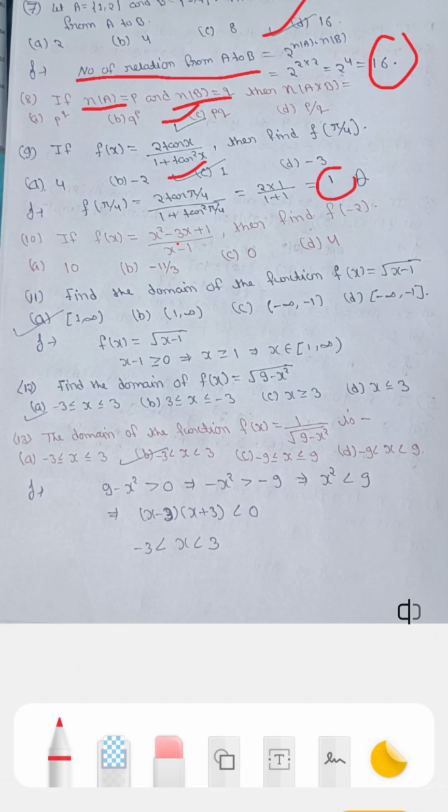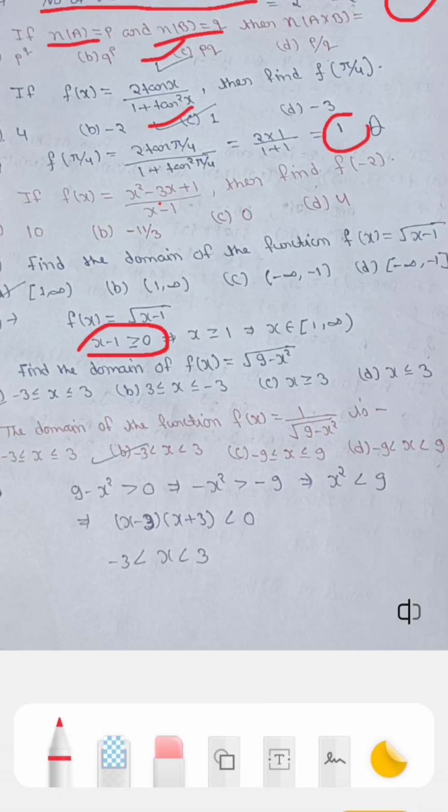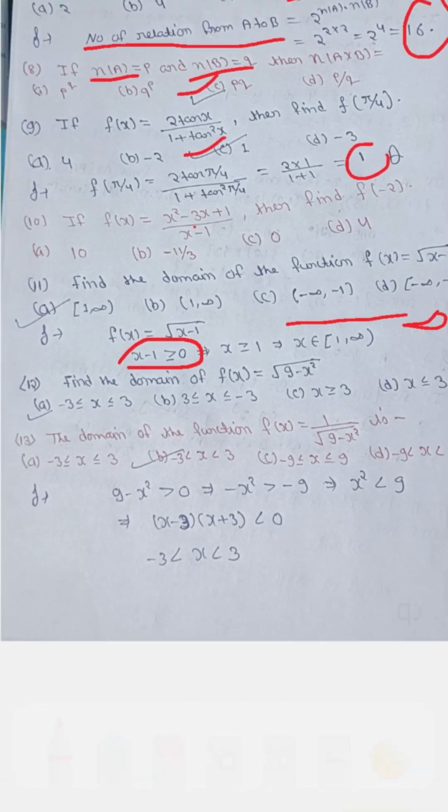How to find the domain? f(x) equal to root x minus 1. When we have a value under the root, x minus 1 is greater than or equal to 0. x minus 1 is greater than or equal to 0. That implies x is greater than or equal to 1. So x belongs to, on the number line we see that x is greater than or equal to 1. That means x goes from 1 to positive infinity. So 1 is closed and infinity is an open interval. So the answer is [1, infinity). Option A is correct.